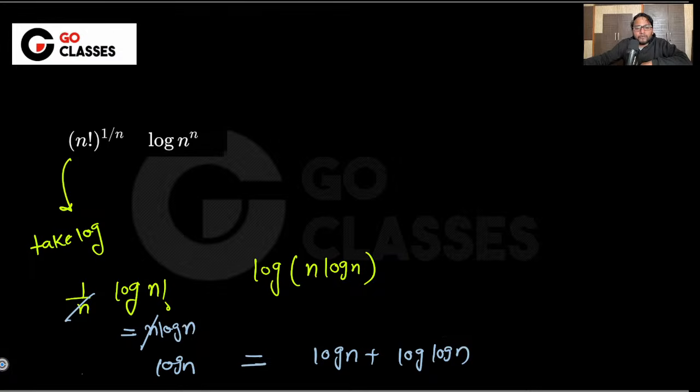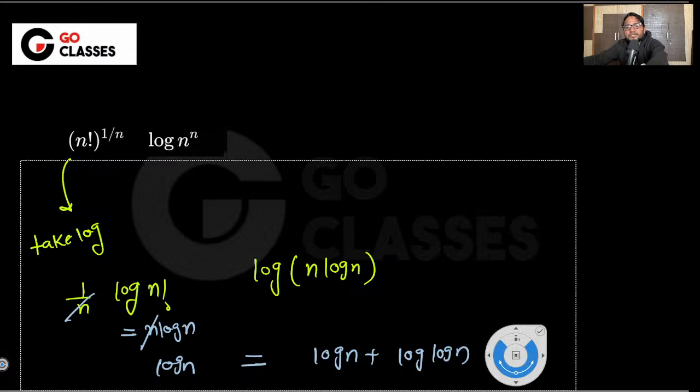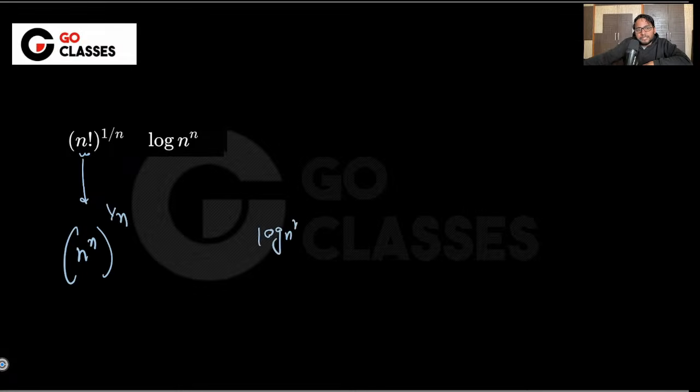Now what can you do if you can't comment anything? Let's see if you can do some other trick. Here, this is n factorial power 1 upon n. I just wish that it could be n power n, right? Can I write this as n power n directly? Obviously no, because both are not the same. But let's suppose I write it as n power n, and let's see what is happening. This will be n, this is n log n, right?